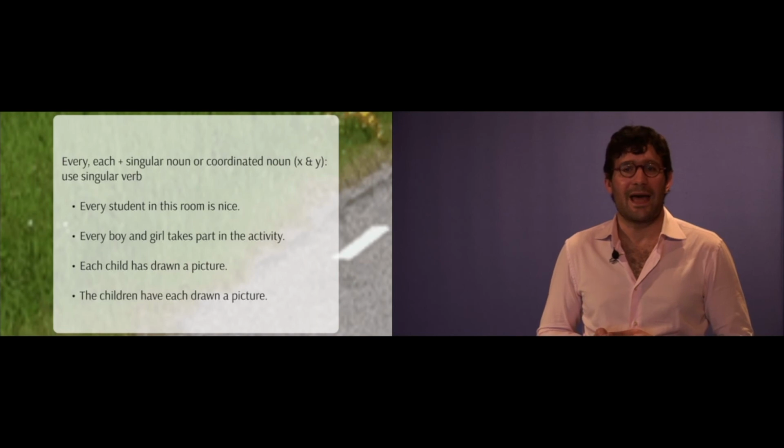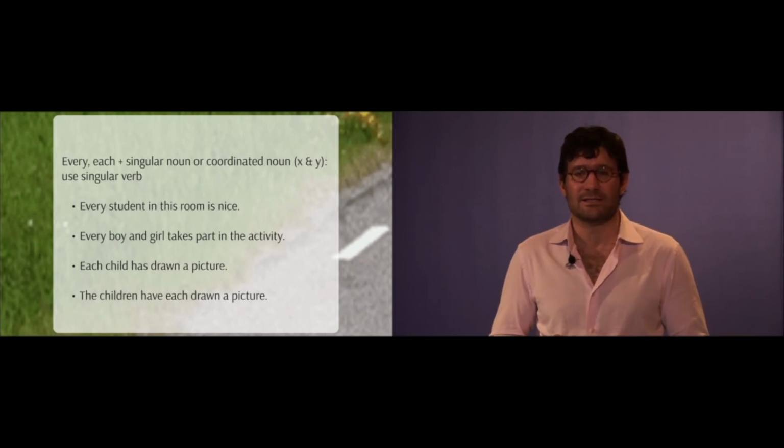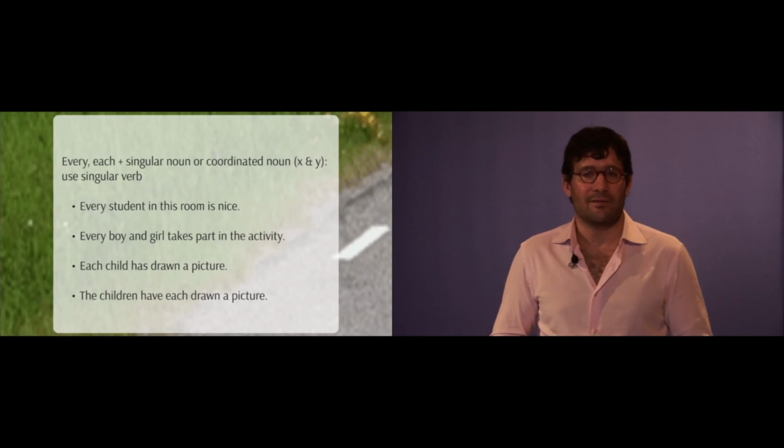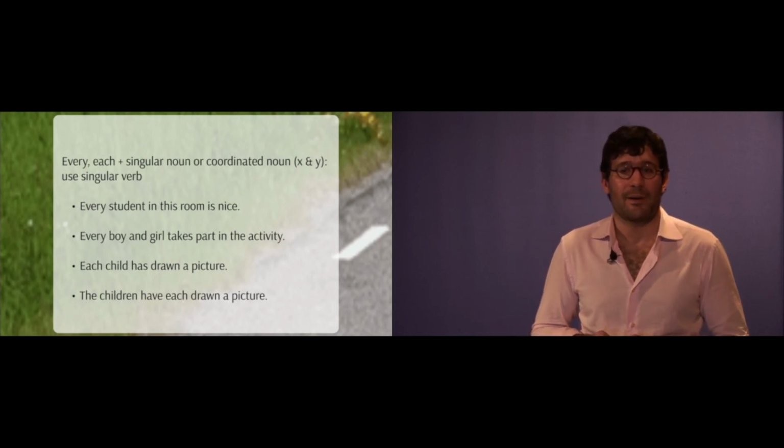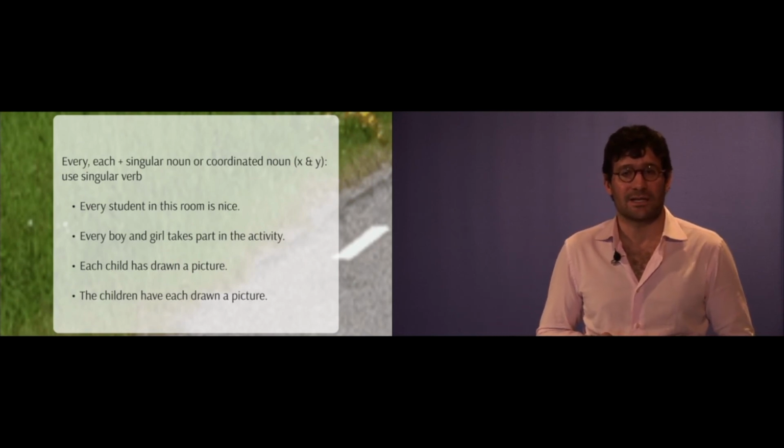The children have each drawn a picture. Right? So obviously in the second sentence, the children have each drawn a picture, what they're saying is each child has drawn a picture, but the subject is children. Children, plural, plural verb, have. Each child, subject singular, singular verb. Very simple. Thank you.